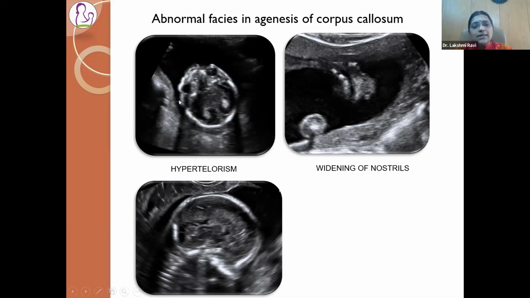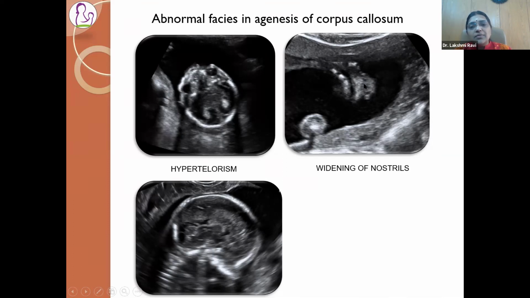So for example, in this case, there is agenesis of corpus callosum. You have hypertelorism. If you have attended my class on the face yesterday, I told you that generally the interorbital distance is the same as the size of one orbit. You see now, the orbits are very widely placed, hypertelorism, and look at the nostrils.